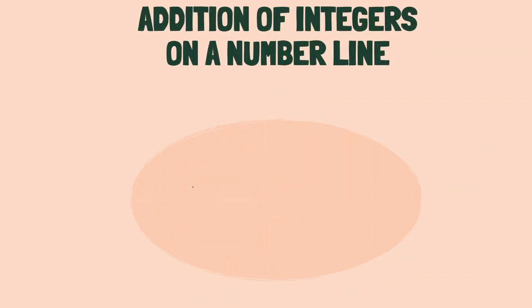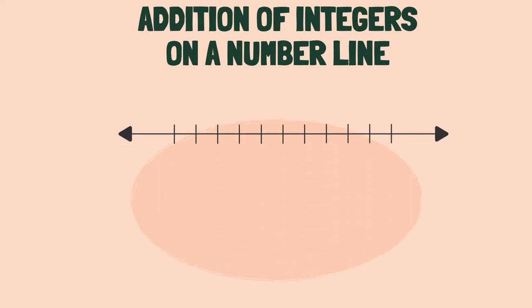Addition of integers on a number line. Let's take a number line. Let's place 0. This is 0, and this is plus 1, this is plus 2, this is plus 3, this is plus 4, this is plus 5. And we will put minus 1 here, minus 2 here, minus 3 here, minus 4 here, and minus 5 here.